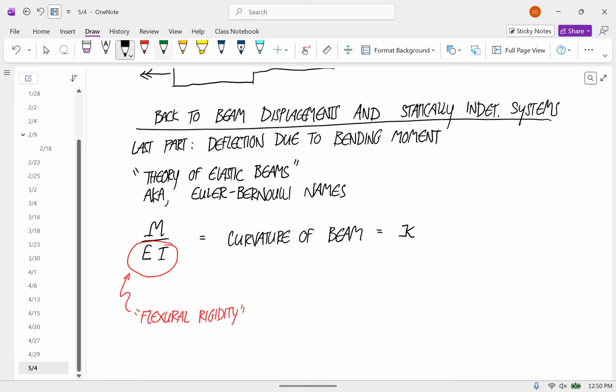Okay, what do we need from these beams? In order to roughly satisfy this, we need them to be slender and long. And I guess let's put elastic in here too.